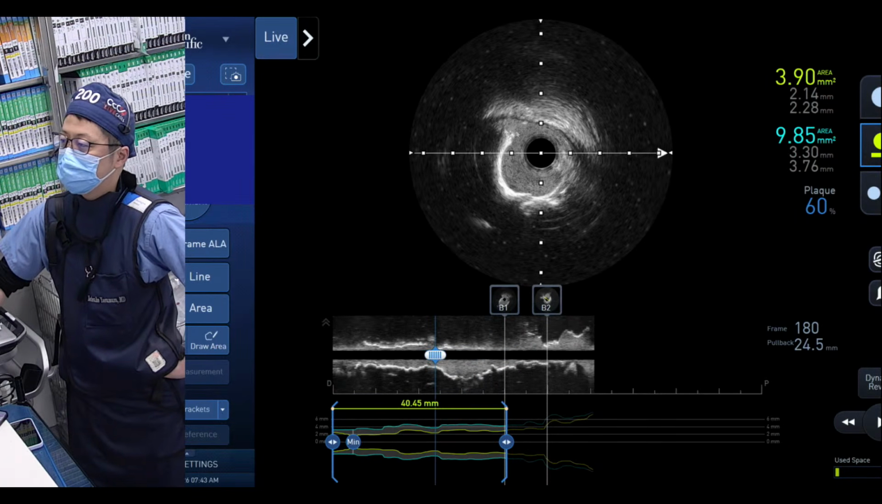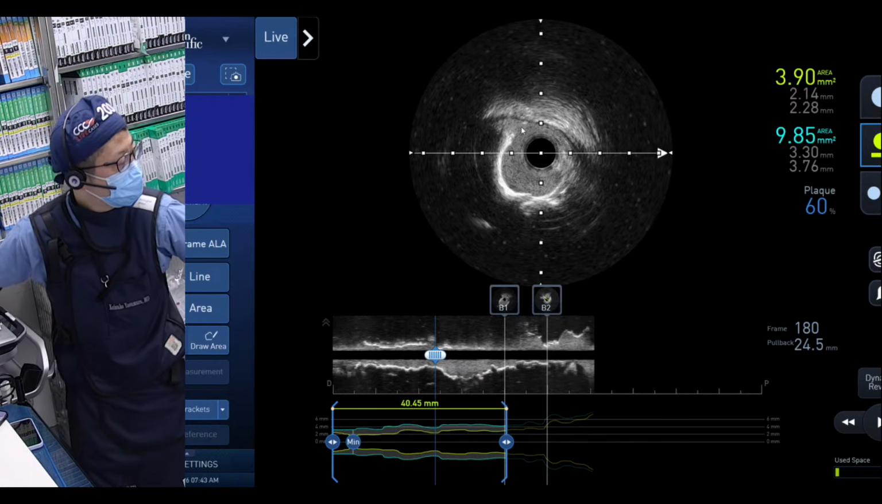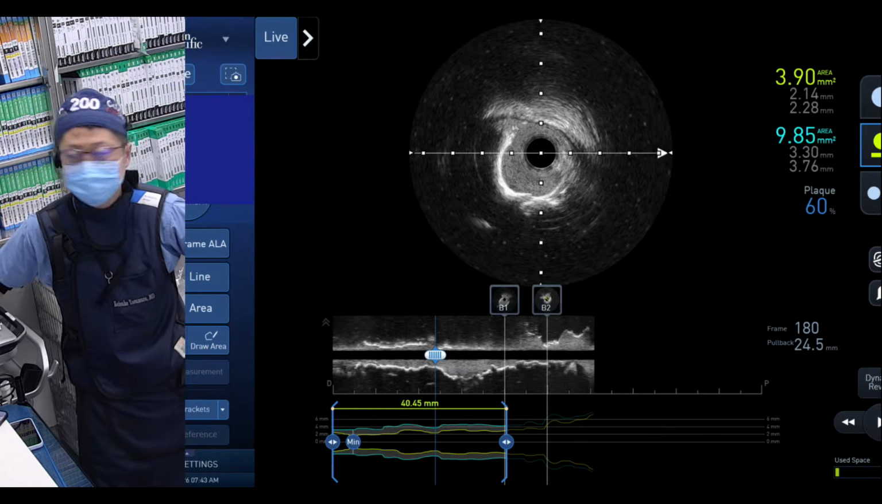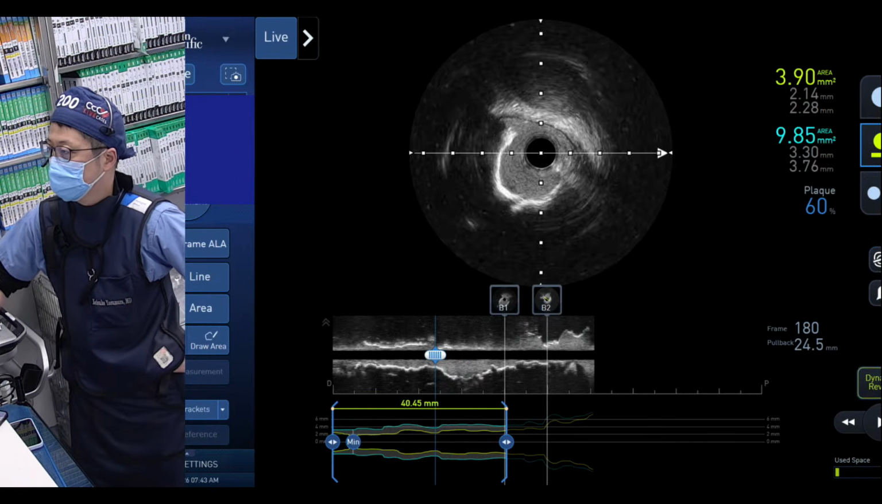As you said, here is a dissection opposite to the calcium part. So the IVL worked also on the non-calcium part. There's a dissection. Yeah, keep it there, keep it there.